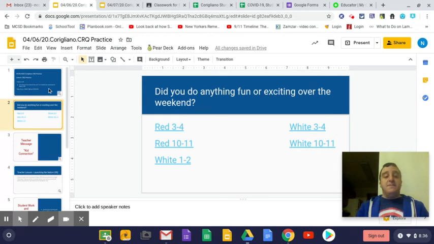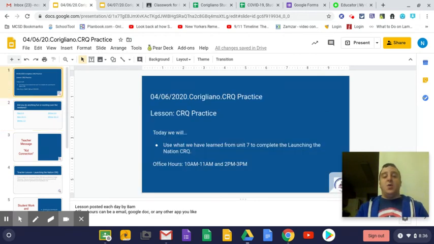The second part is what we are going to be doing today. For today, we are going to practice a CRQ. Yes, guys, I understand that is your favorite thing to do. I understand you love doing CRQs, but again, we need to make sure we practice them and get used to them. So for today, you're going to use what we have learned from Unit 7 to complete the Launching the Nation CRQ.